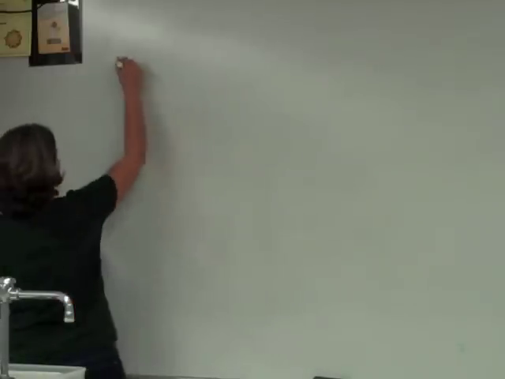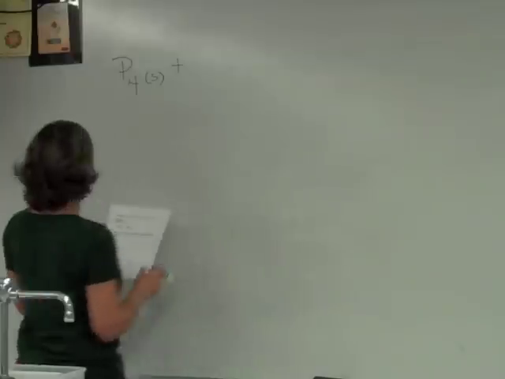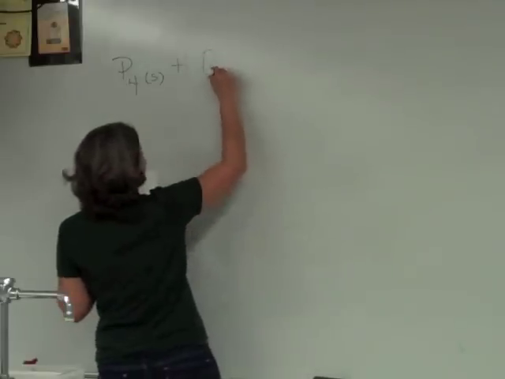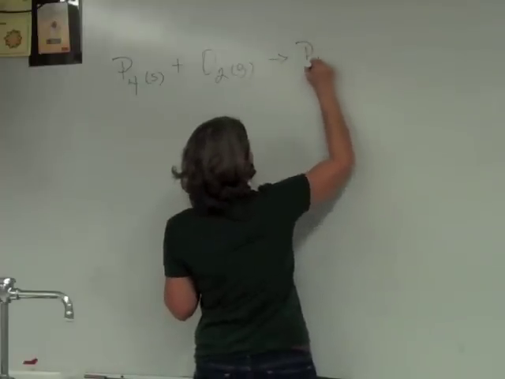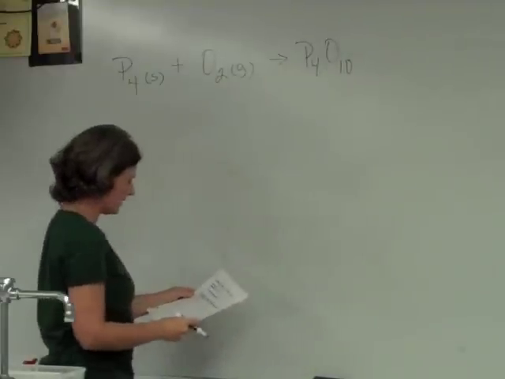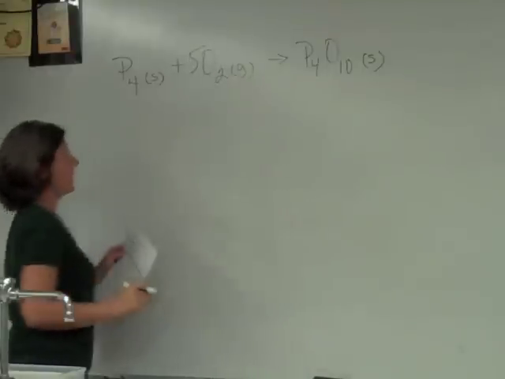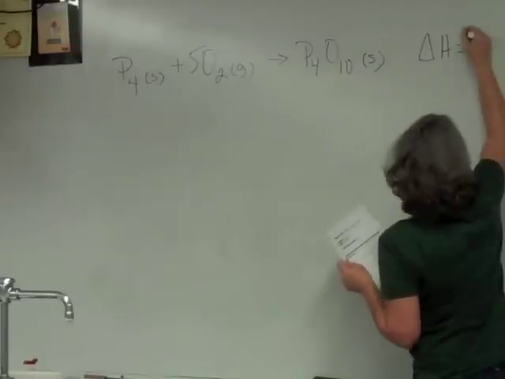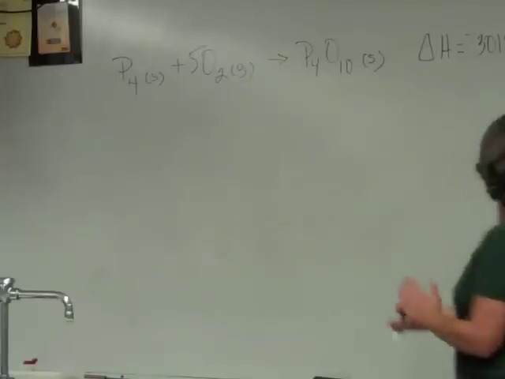All right, so let's do this problem. Okay, so what is our reaction for P4? All right, so we've got white phosphorus. It is P4, and it's a solid. And if it is burning in air, what is it combining with? It's combining with oxygen. And that is going to give us P4O10, and that's solid. And let's balance this thing with 5. All right, and our delta H is equal to -3013 kJ.